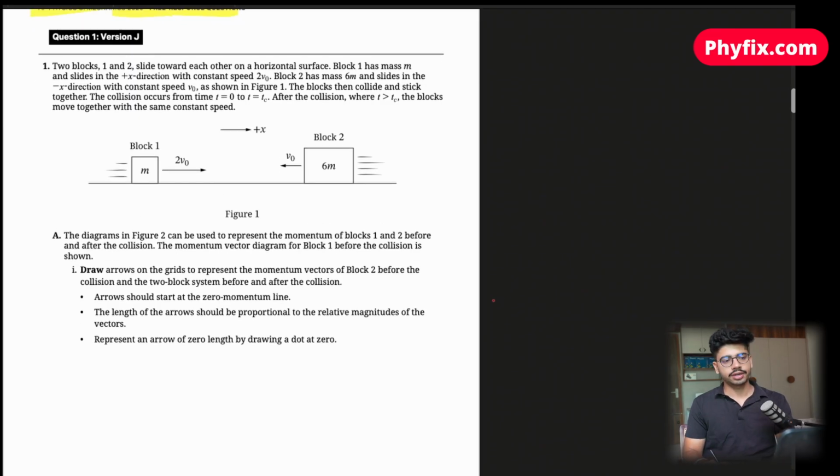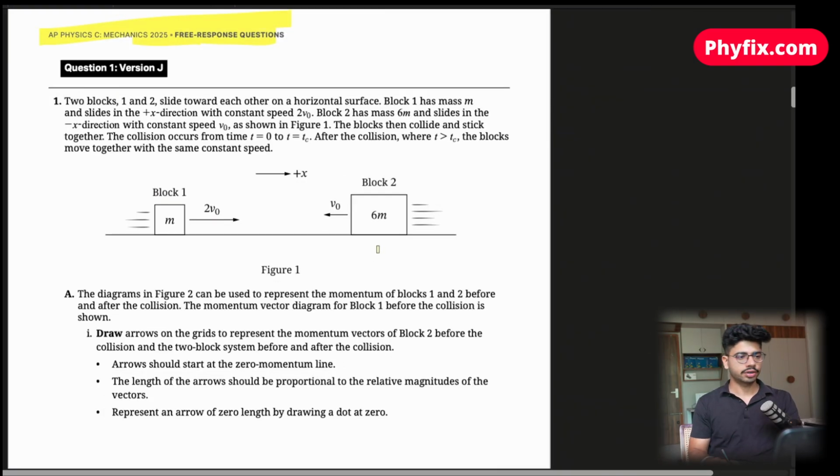So first I request you, please go through this FRQ and try it from your side. I will attach this PDF in the description also. Please go through that first, give an attempt from your side, then look into where you can improve, or where you got stuck in between. So let's read this FRQ.